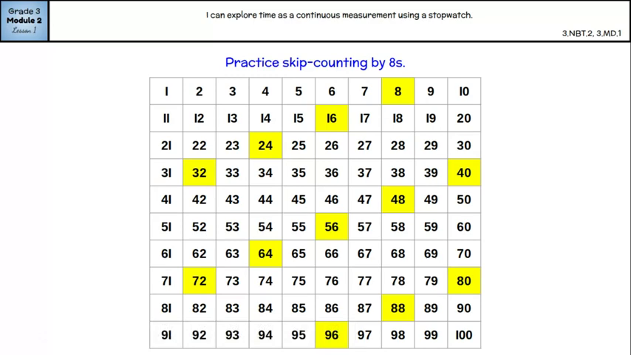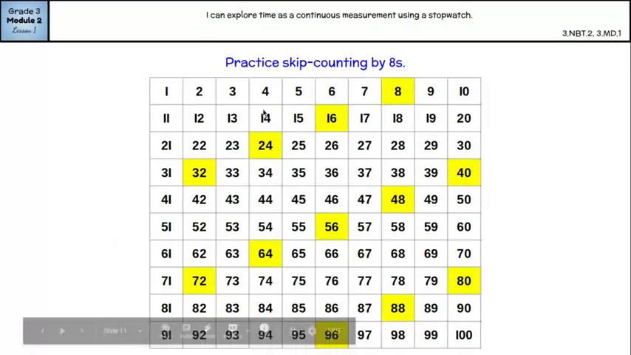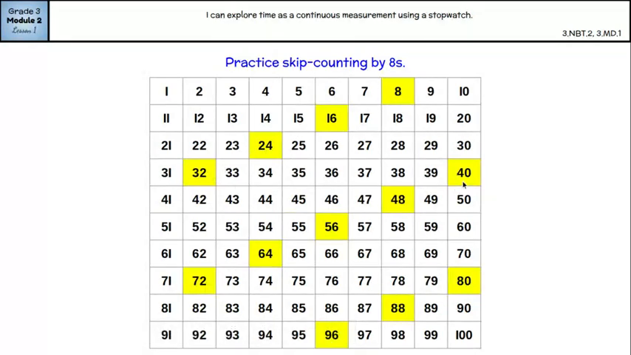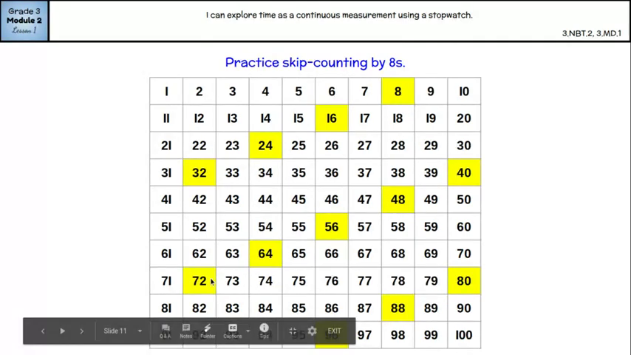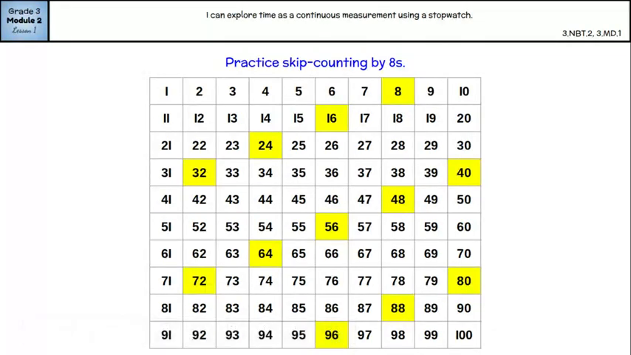Ooh, let's practice skip counting by eights. I'm seeing a pattern here. I'm going to pause the screen for the kids at school. If you're at home, please pause your screen. Okay, let's practice together. 8, 16, 24, 32, 40, 48, 56, 64, 72, 80, 88, 96.